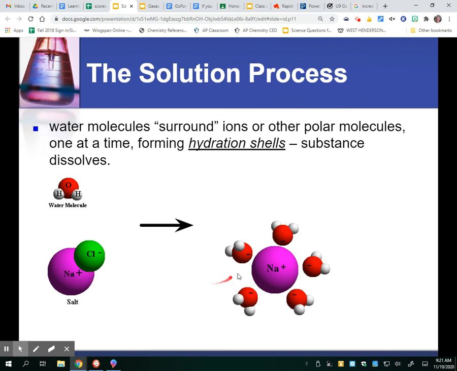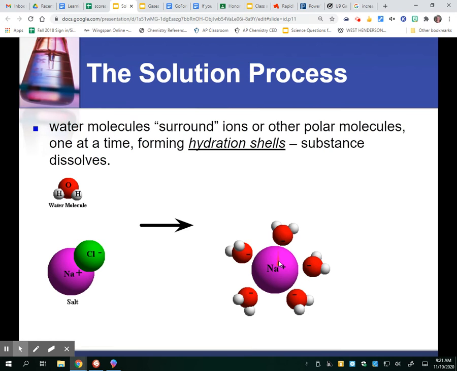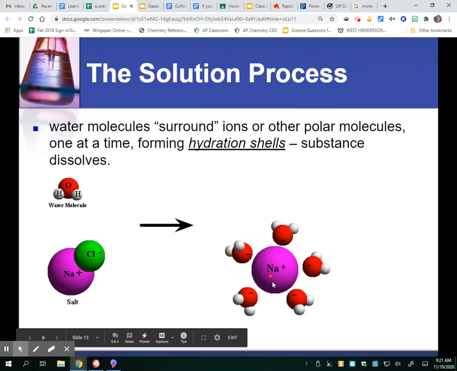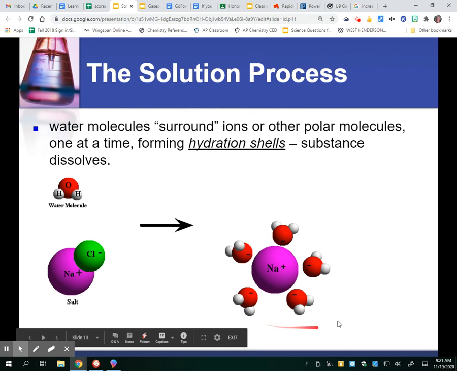So here's what that's going to look like. Here we have our sodium, and you'll notice how the water molecules are oriented around this sodium. The oxygens, which again are red, are all pointing towards this positive ion because the oxygen end of water is slightly negative. And this is a hydration shell, so it's surrounded by water.